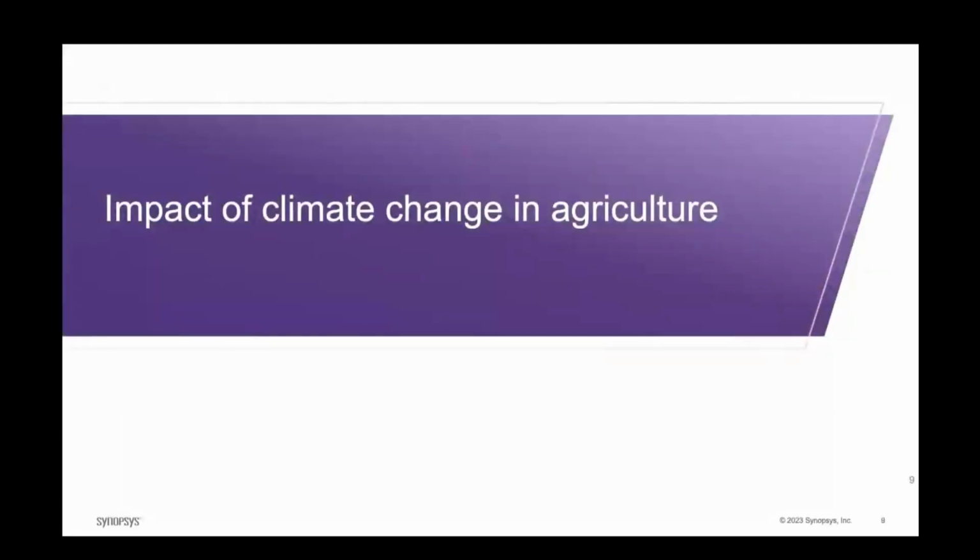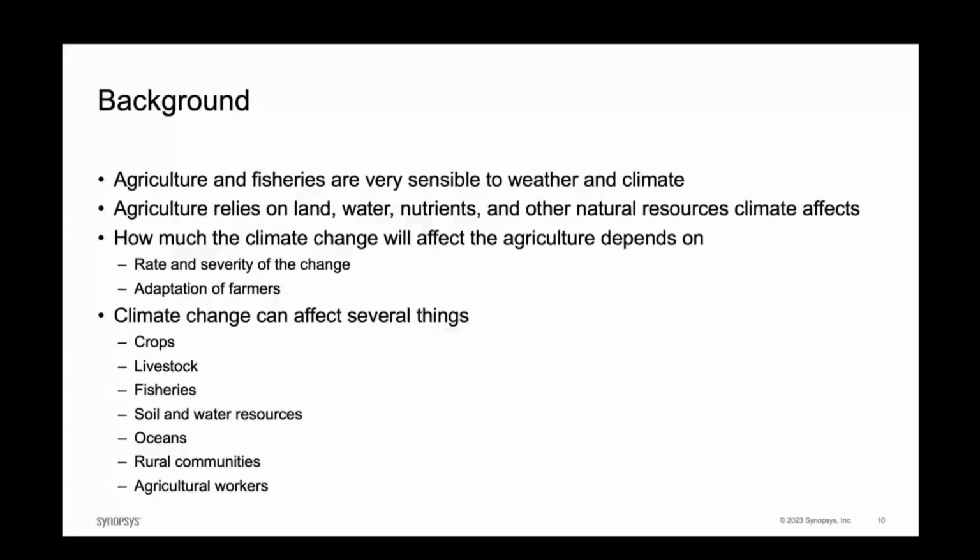So what is the impact of climate change on agriculture? Let's start by looking at the impact from climate change on agriculture. Agriculture and fisheries are very sensitive to weather and climate. Agriculture relies on land, water, nutrients, the most important nutrients being NPK, nitrogen, phosphorus, and potassium, and other natural resources that climate affects. How much climate change will affect agriculture depends on the rate and severity of the change, and of course the adaptation of farmers, and we also have to consider the region.